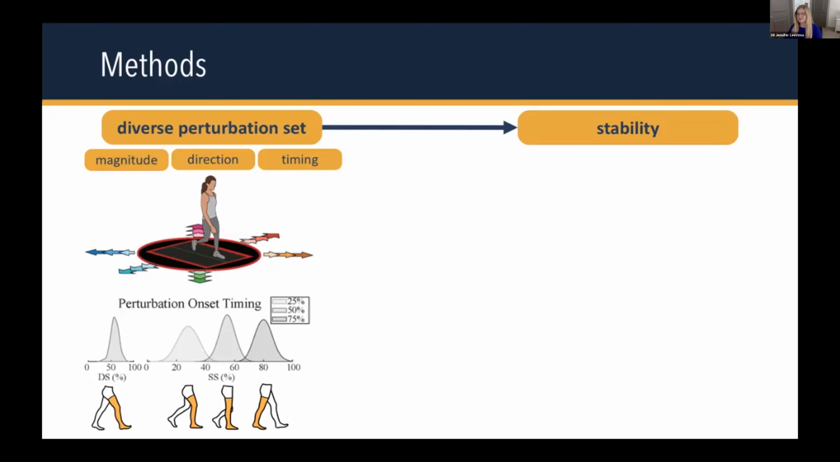Additionally, we tested perturbation timing, where we targeted a perturbation onset time of 50% of double stance, as well as 25, 50, and 75% of single stance. And the histograms shown here are for a single subject, just showing that we were able to get those perturbations to onset during our desired onset times.